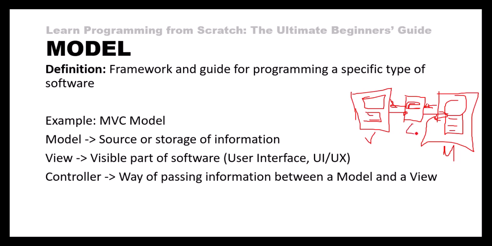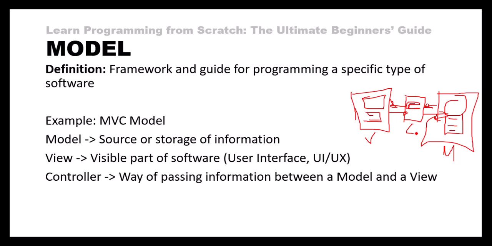So that's what a model is, and the MVC model is just one example of the many models that you have in software engineering. The concept of models just means that it's a standardized guide of how to build a certain type of software. It's a framework. You follow it step by step as it was developed. That is what a model is.